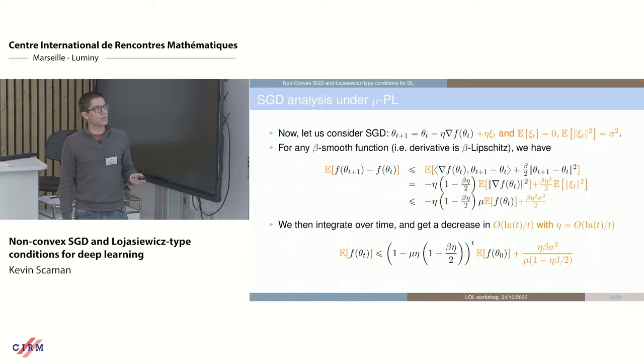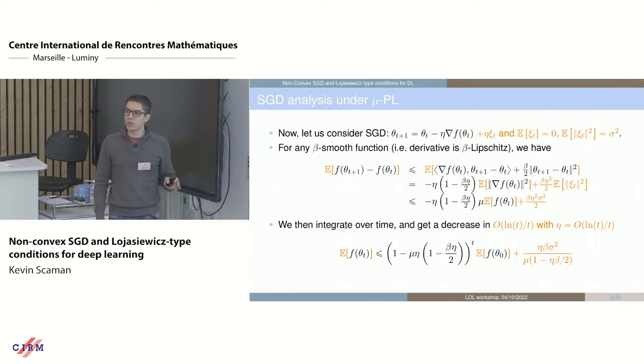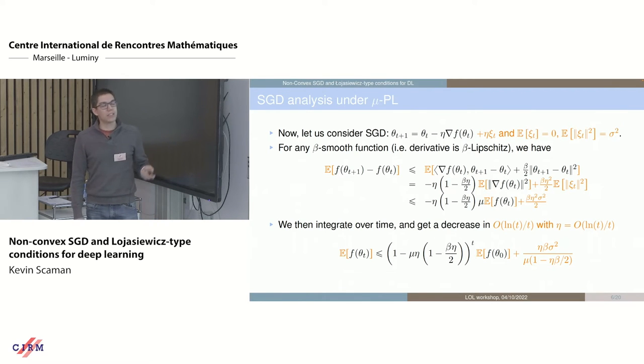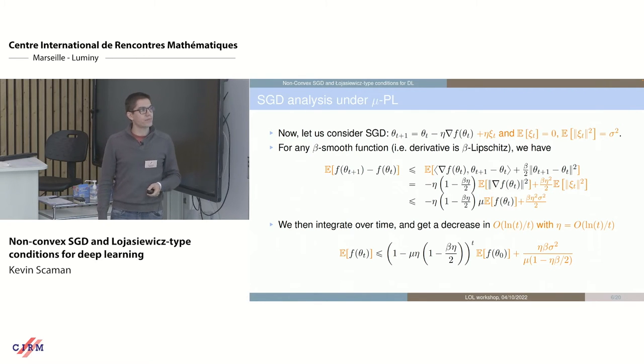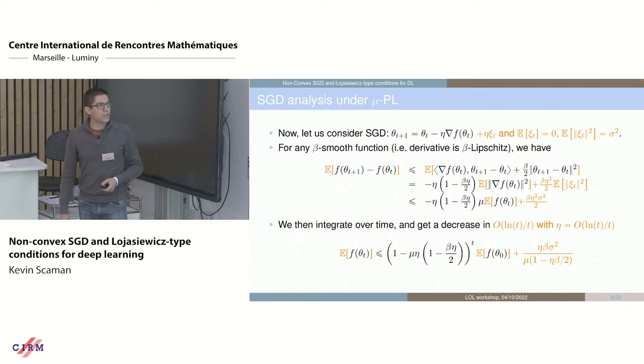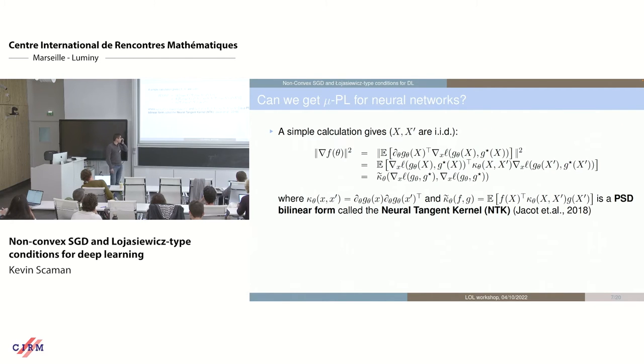You get convergence rates which are of the order of 1 over t, more or less, with a log t here. I guess if you're a bit more clever in the analysis, you can remove it. But I'm not going to be clever in this presentation. I'm just going to do a simple analysis. Okay, so that's basically the gist of it. So SGD is going to converge, exactly the same type of analysis that you would do for convex optimization.